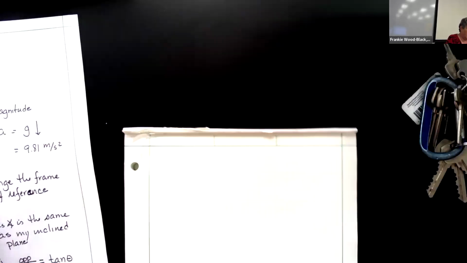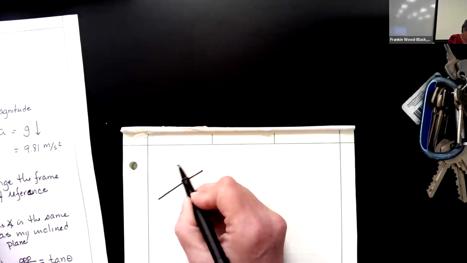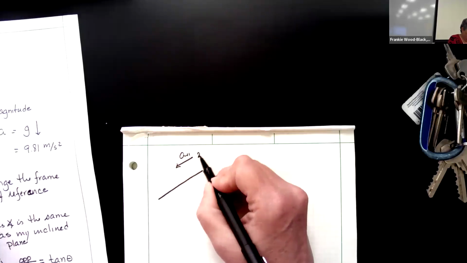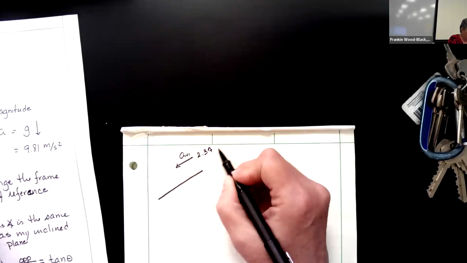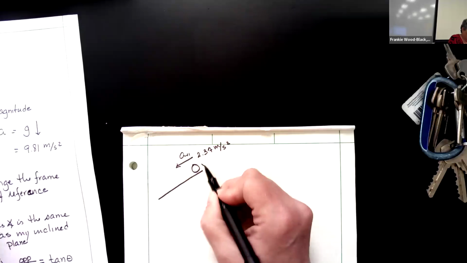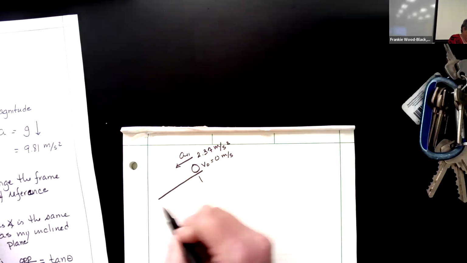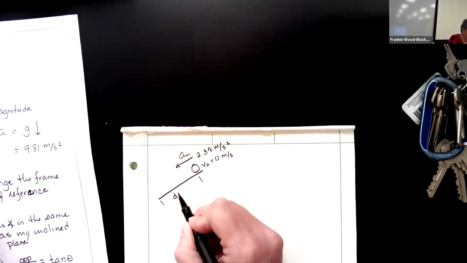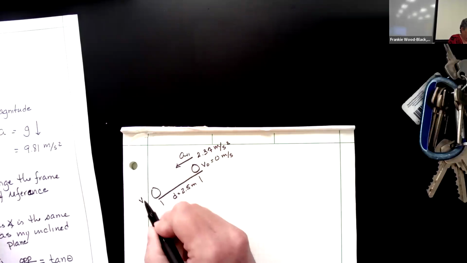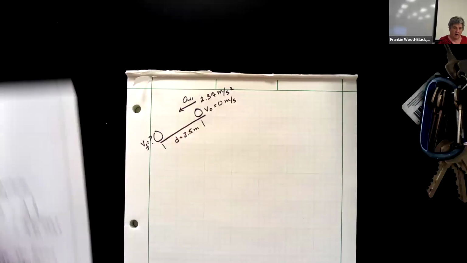So let's draw our picture again. Remember, drawing your picture is going to be really good. So now my acceleration is 2.37 meters per second squared. Our initial velocity was equal to 0 meters per second. The distance was 2.5 meters. And we want to know the final velocity at the bottom.